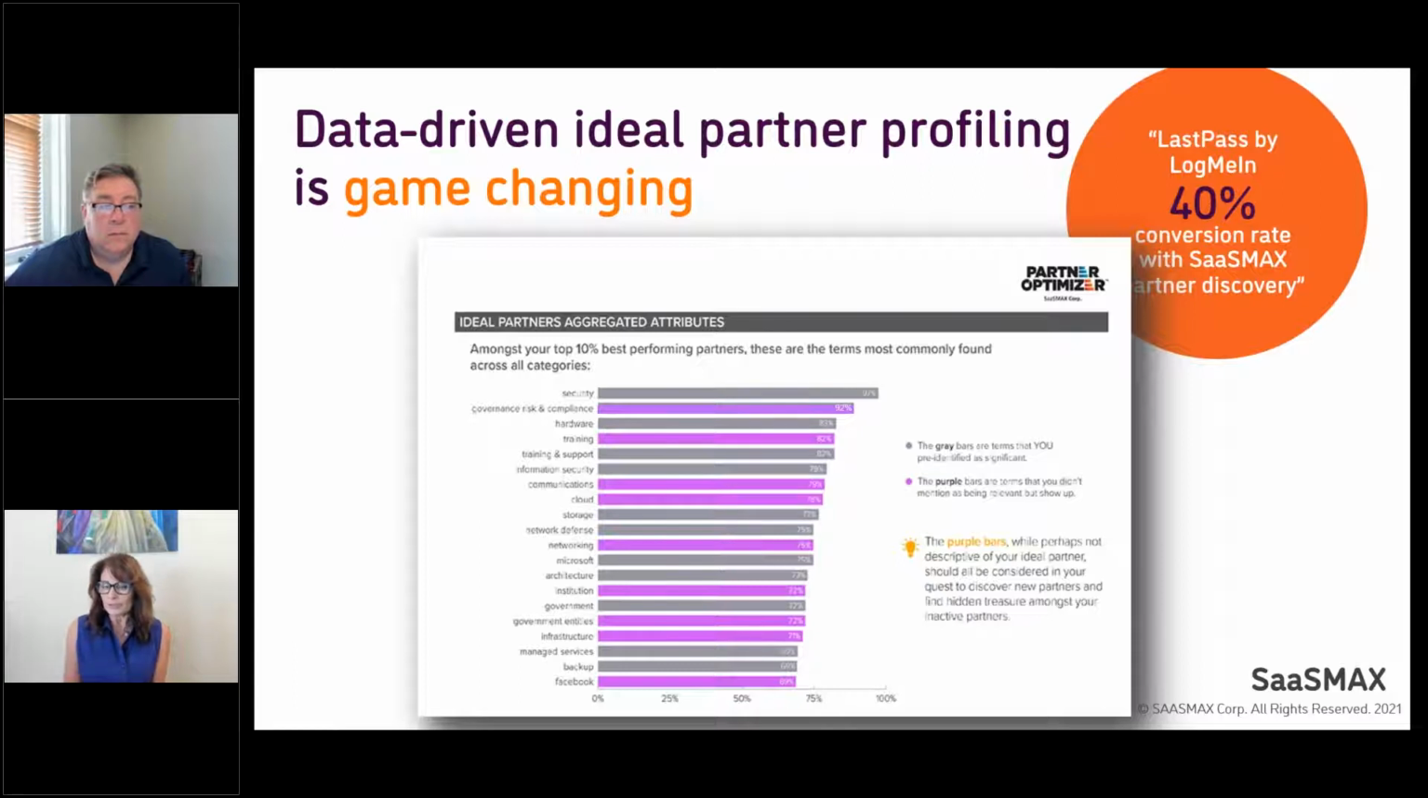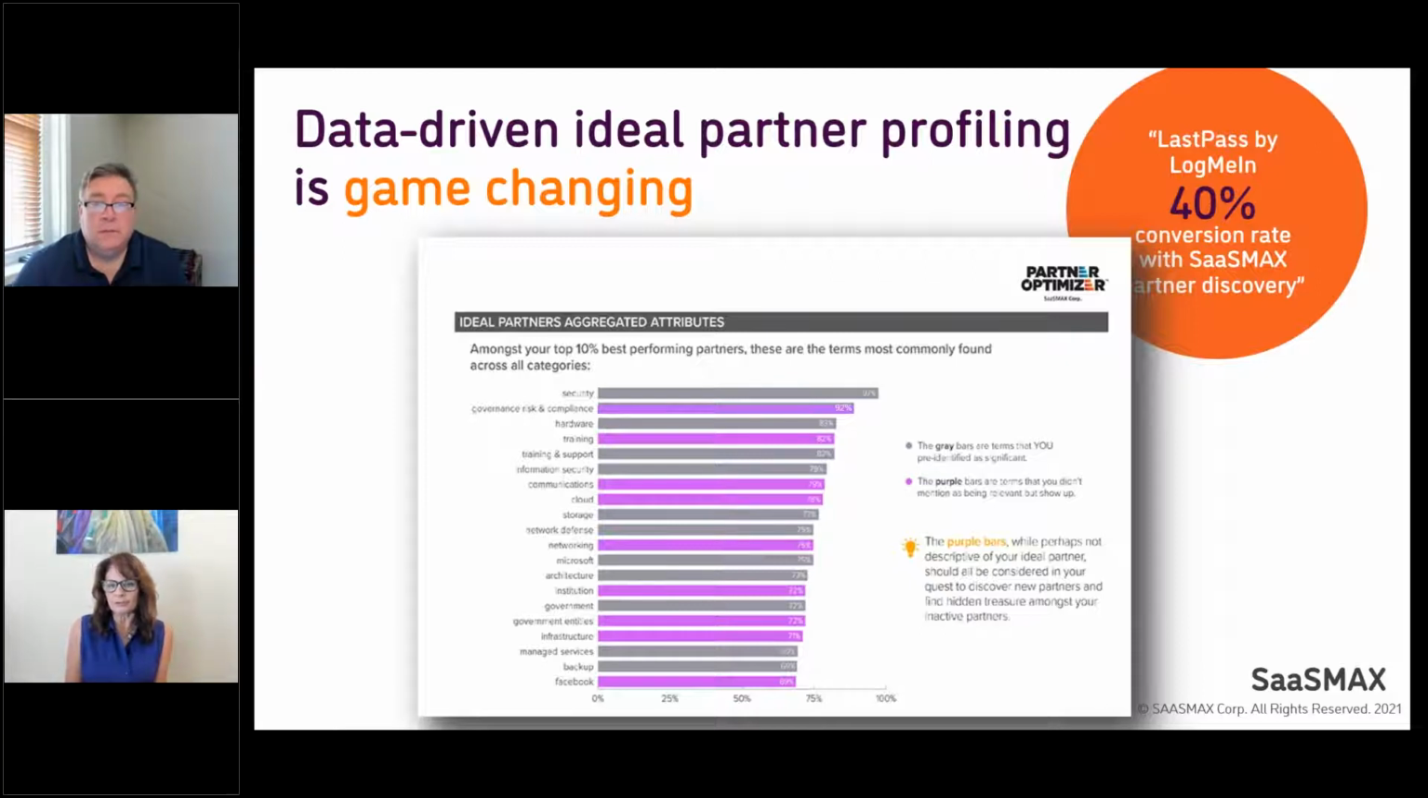Now, what's interesting here is that this is a typical example of when we have stakeholders do this for their channel. You see those terms are in gray. But when we do a data-driven profile, letting the data tell us more about the partners, we're seeing all these terms pop up that are in purple, ones that were never even considered by the channel team. So think about the insights that come up when you see that your partners are also focused on GRC.